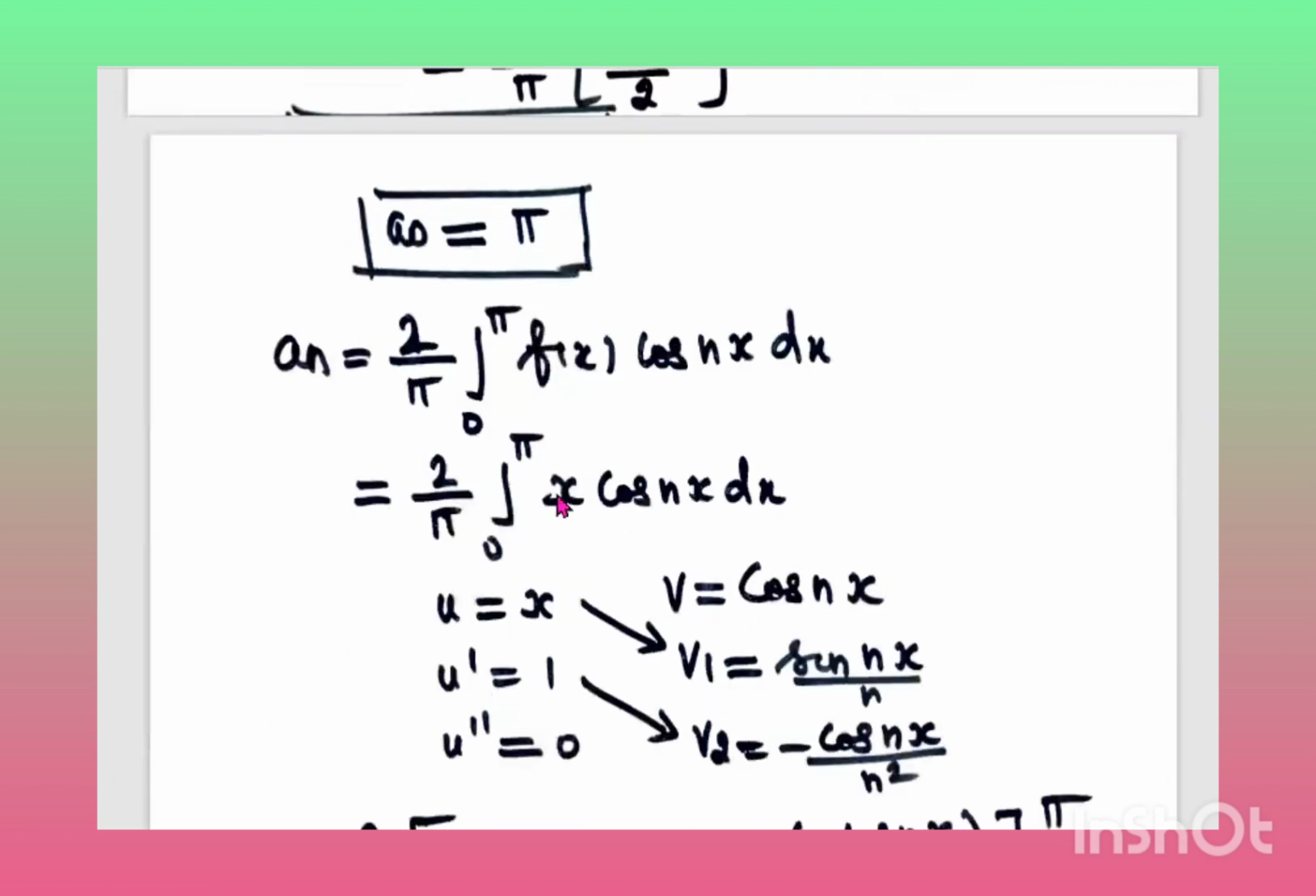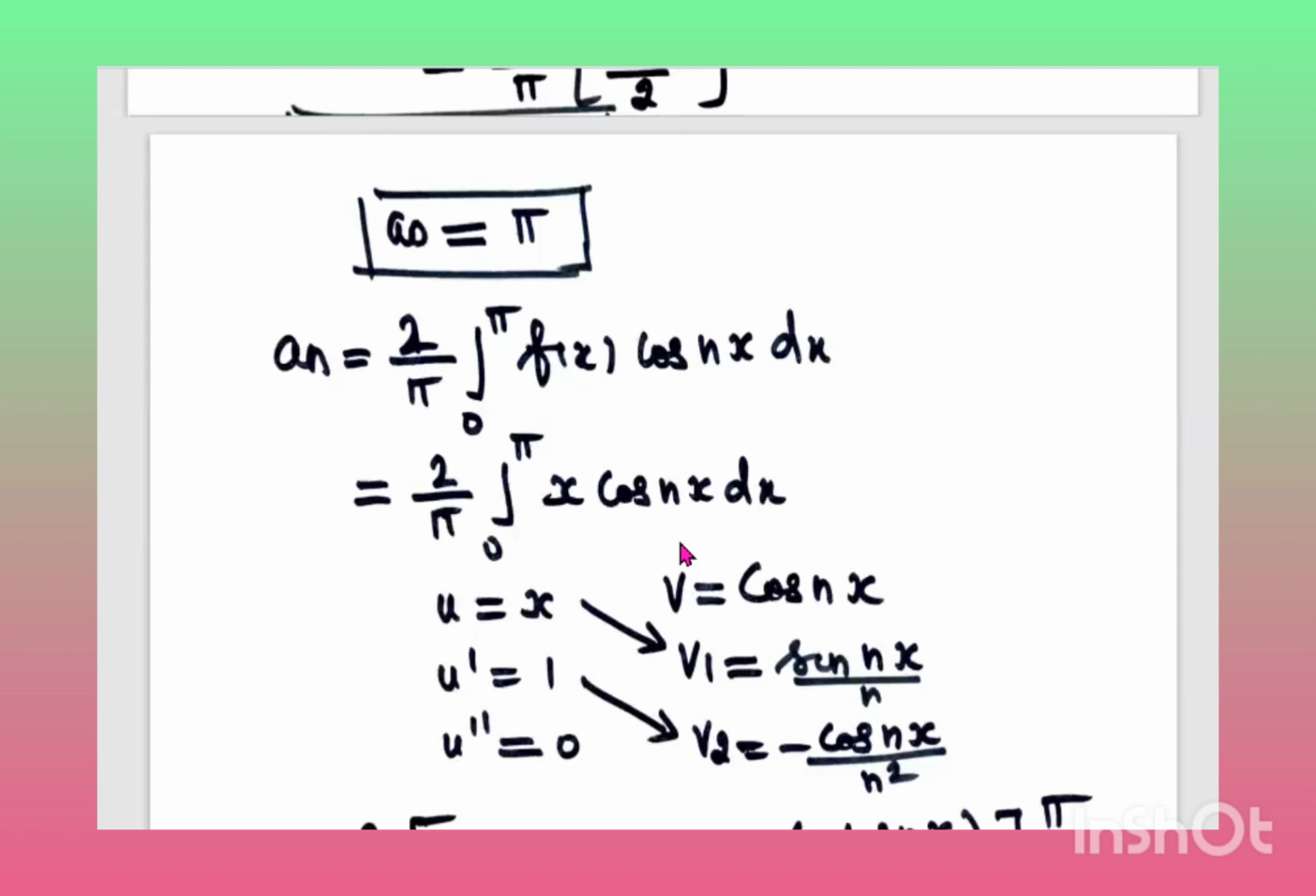Next, we have to find the value of an. an is equal to 2 divided by pi integral over the limit 0 to pi f of x cos nx dx. There are two terms, so we have to use Bernoulli's formula. Already many times I told you the Bernoulli's formula: integral uv dx is equal to uv1 minus u dash v2 plus u double dash v3 minus u triple dash v4 plus etc. So this is very well known, that's why I didn't write it here.